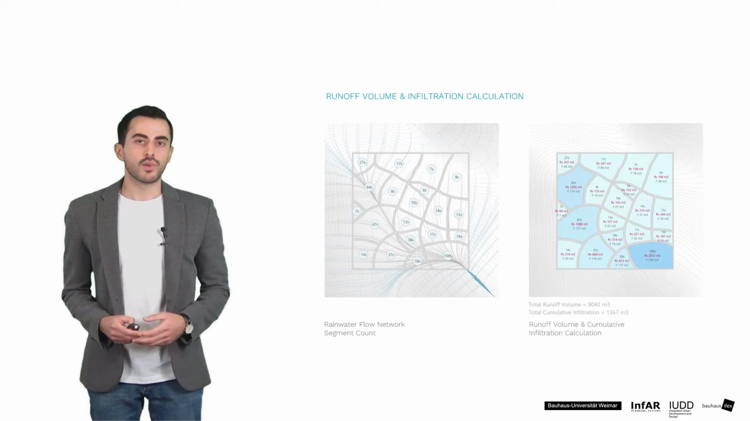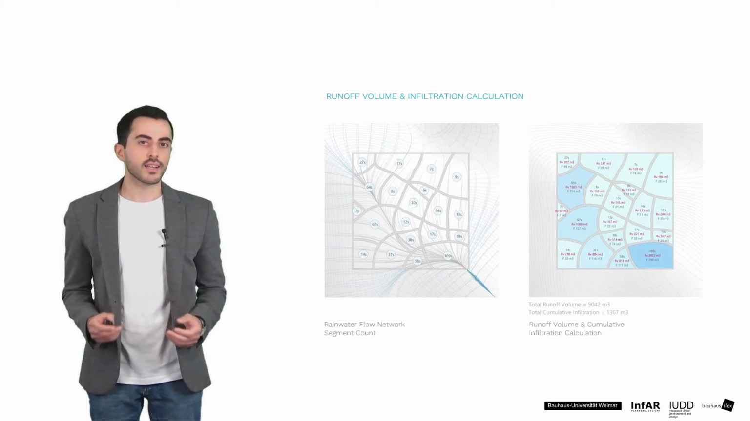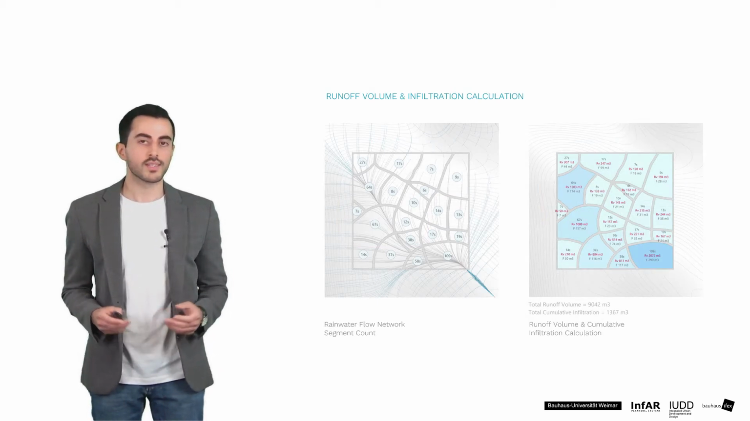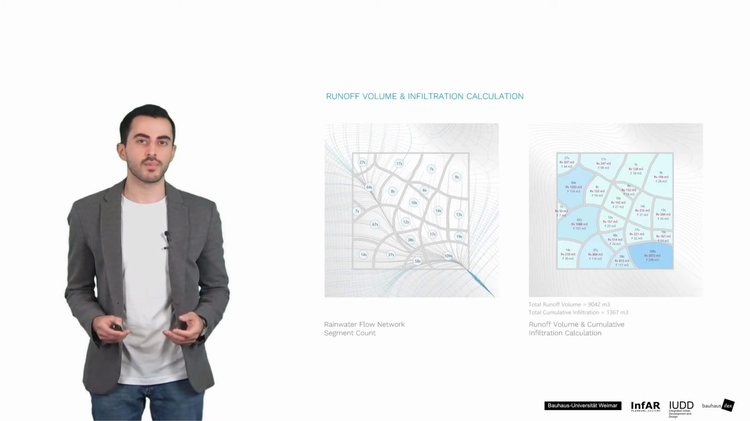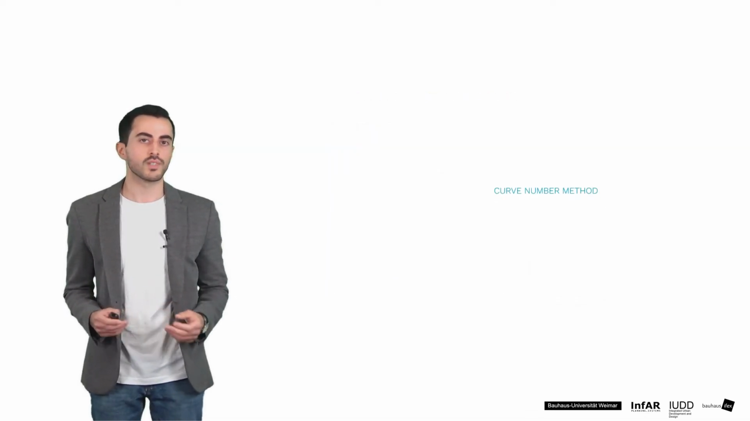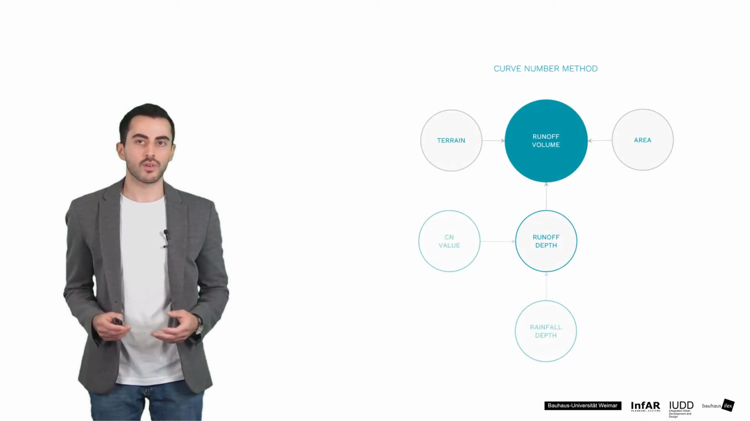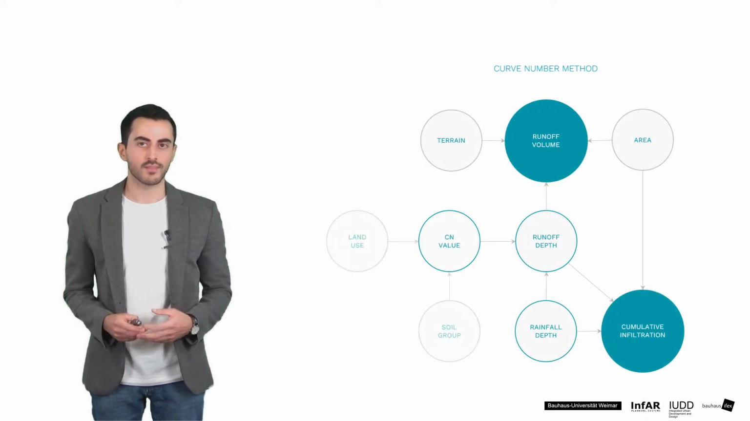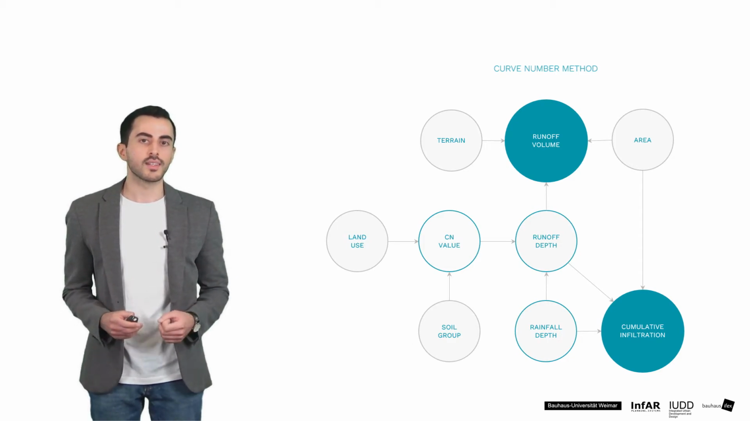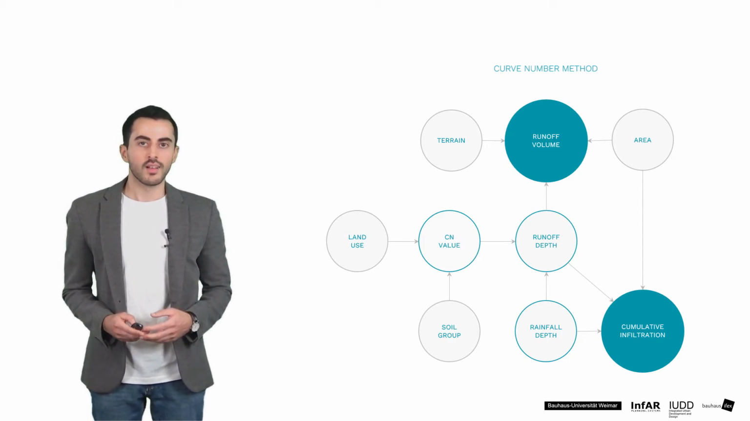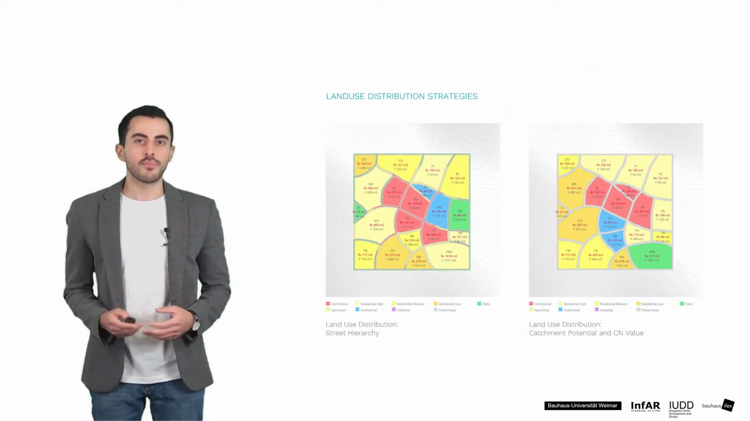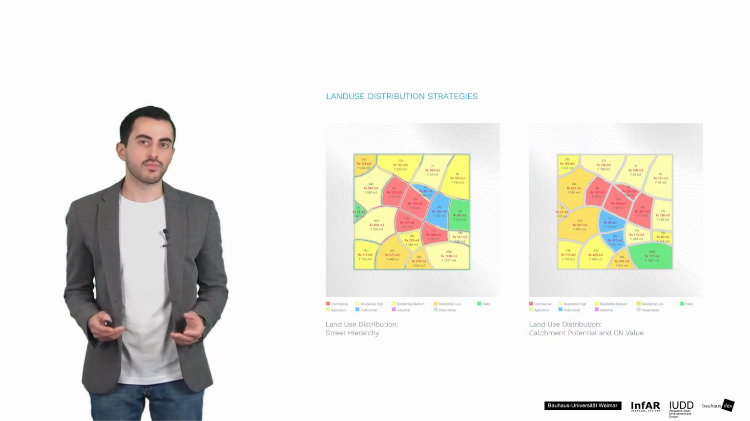In the next step, the runoff volume and infiltration values are calculated for each street block. This is done through integrating a specific calculation method called the curve number method, which includes multiple interrelated factors, like the block's area, its slope coefficient, and runoff and rainfall depths. And most importantly is the curve number value, which varies depending on its assigned land use and soil group. This makes it possible to compare the impact of different land use strategies on runoff volume reduction.